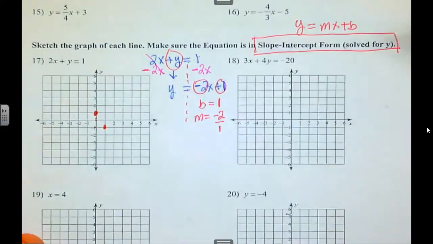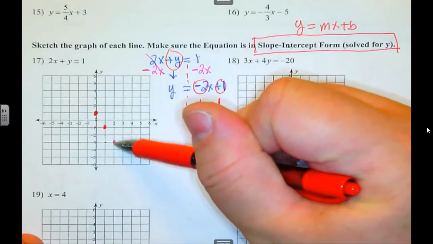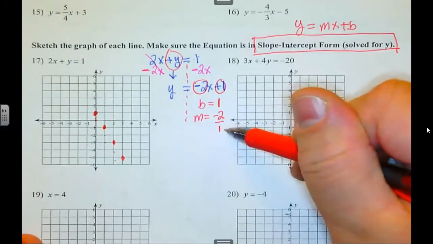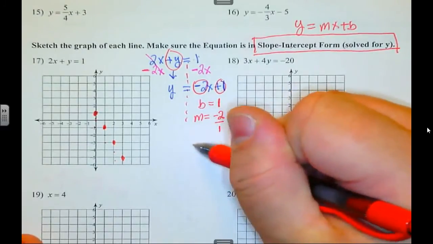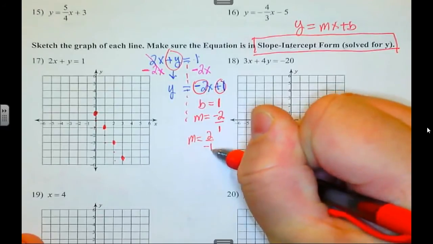And I'm going to put a couple of points on here, okay? Down 2 to the right 1, down 2 to the right 1. Negative 2 over 1 is the same thing as 2 over negative 1, right?